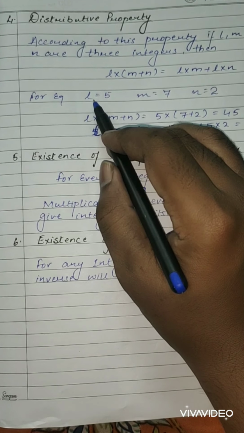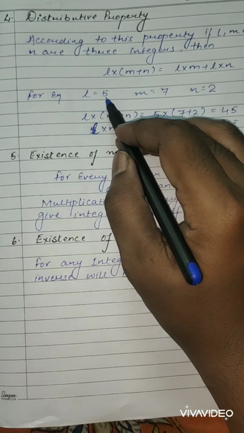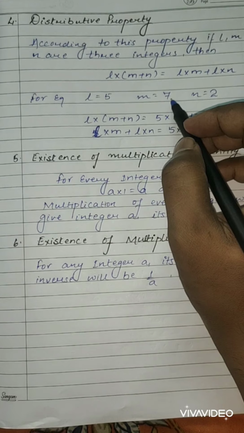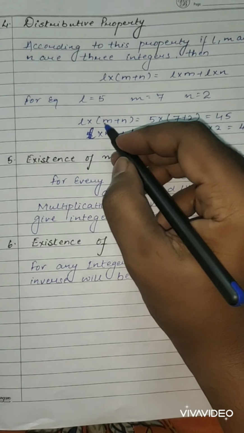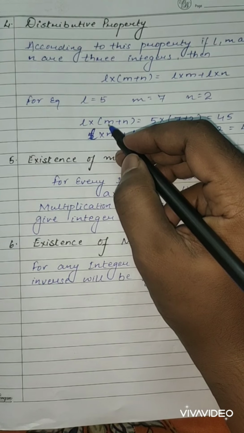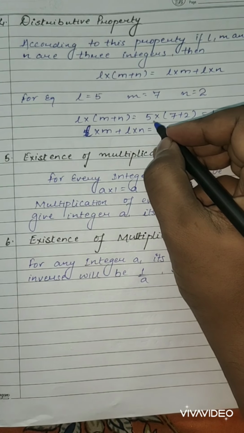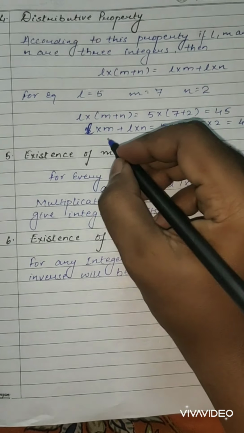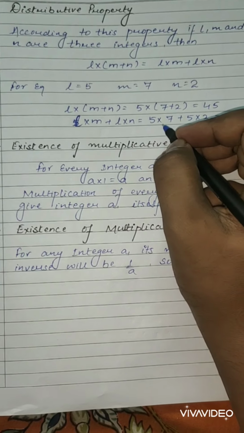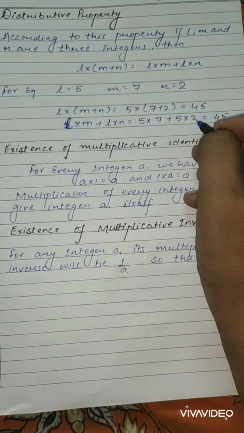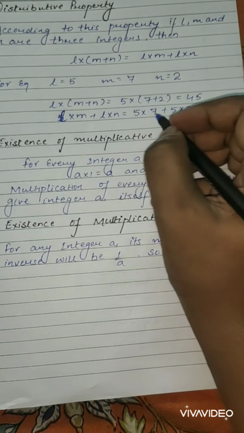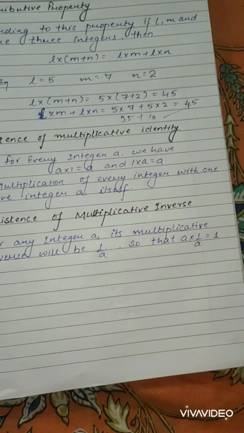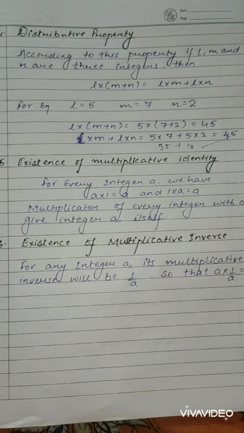Now let us take these values. Suppose the value of L is 5, M is 7 and N is 2. So L multiply within bracket M plus N: 5 multiply bracket 7 plus 2 will give you 45. Or if we write it like this, 5 into 7 plus 5 into 2, that will be 35 plus 10, and this is also giving you the answer 45. I hope it is clear.